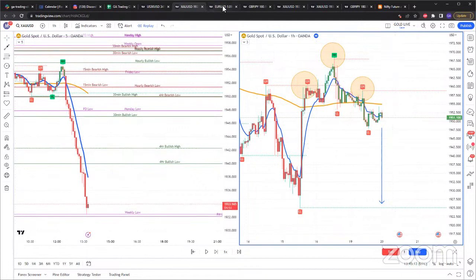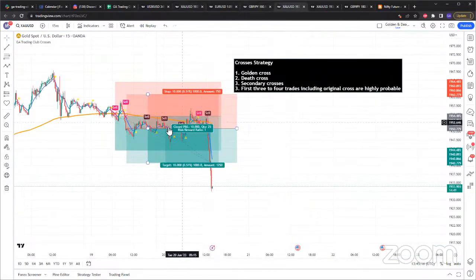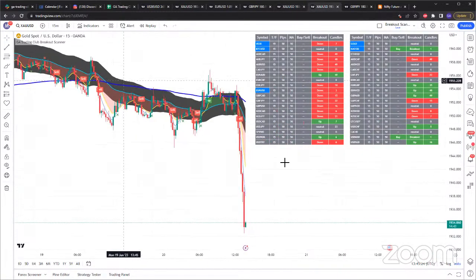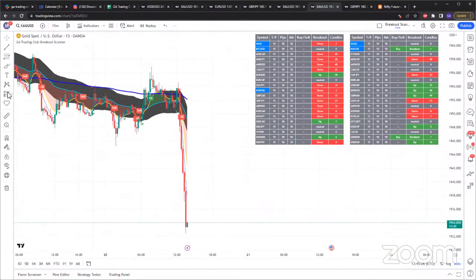So that's why I came to all these indicators we have. I came to the crosses indicator, and the crosses indicator is the one that was giving me sells. So at that point, I just look for an entry on it. We also have the breakout indicator. I'm pretty sure there's a breakout on gold. There you go. Another one.